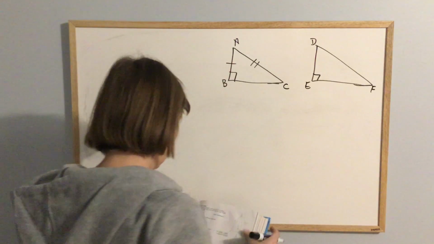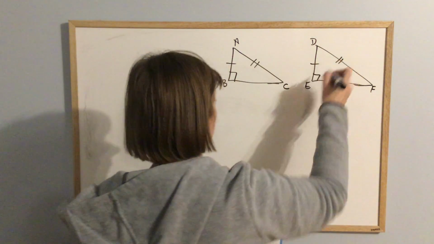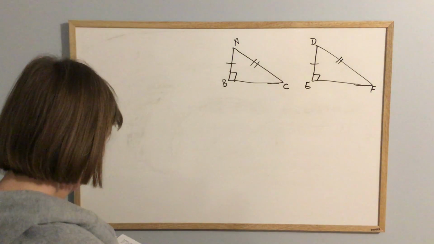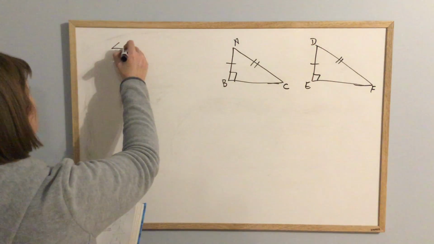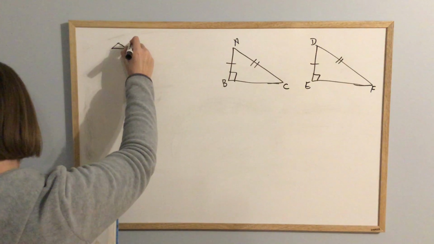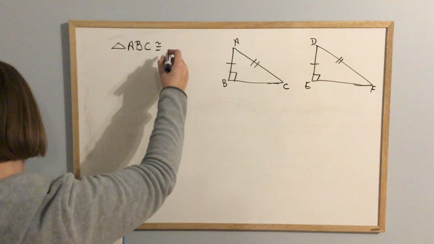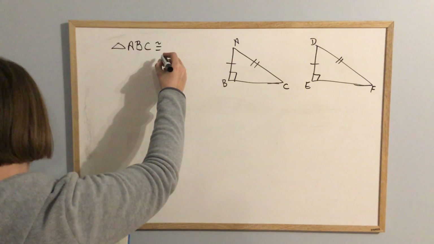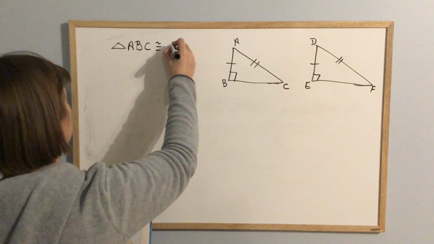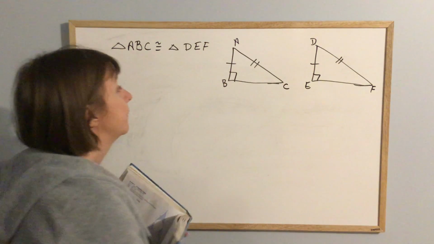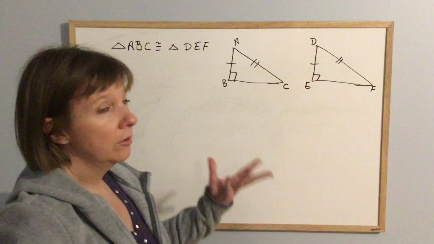And this side and this side. And what they want us to prove is that triangle ABC is congruent to triangle DEF. Now, we already know 3 things.